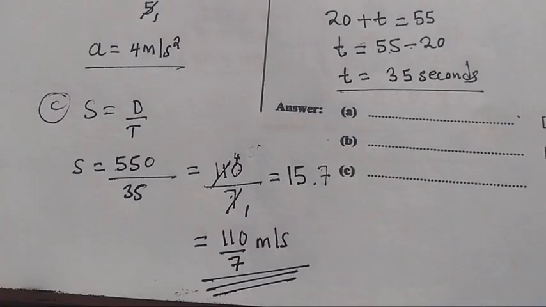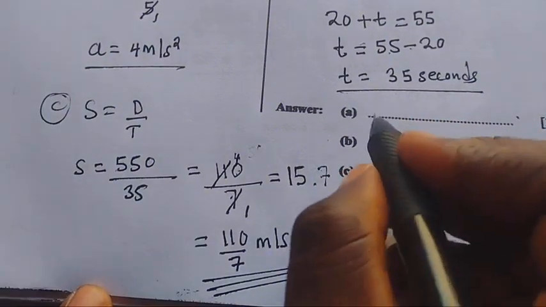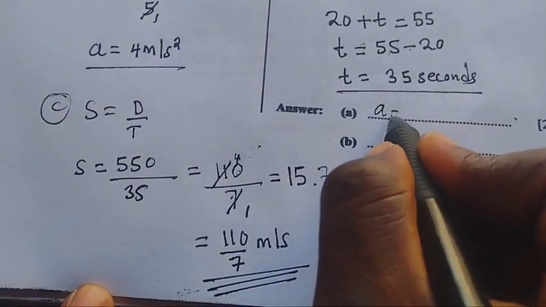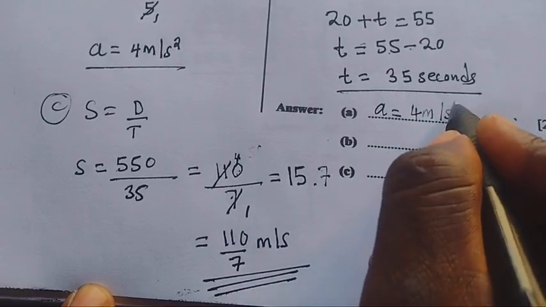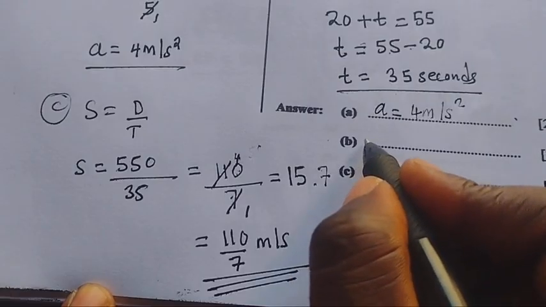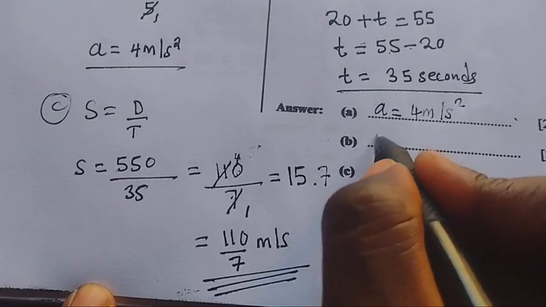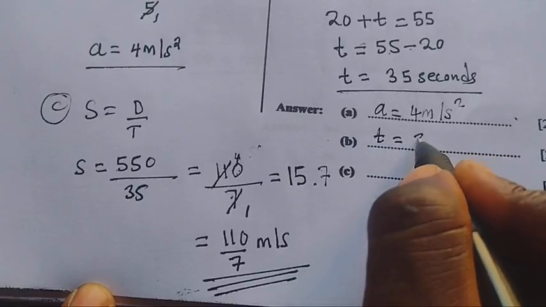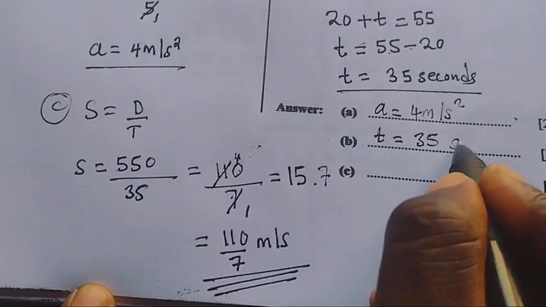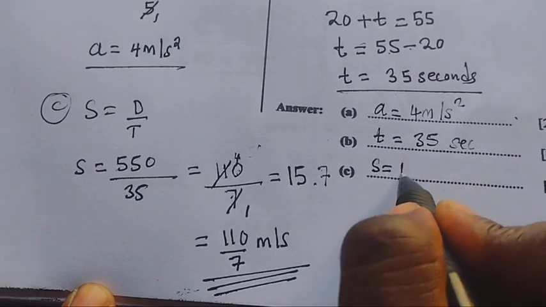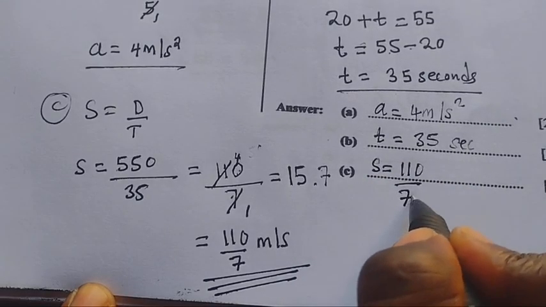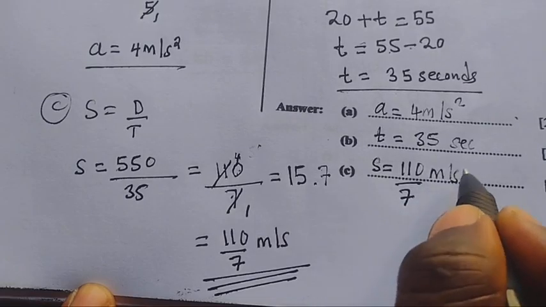All right, so thank you so much, everyone. We've come to the end of our program. So let me just fill in here. We said acceleration is equal to 4 meters per second squared. For B, we found the value of t, where t is equal to 35 seconds. The last one, speed is equal to 110 over 7 meters per second.